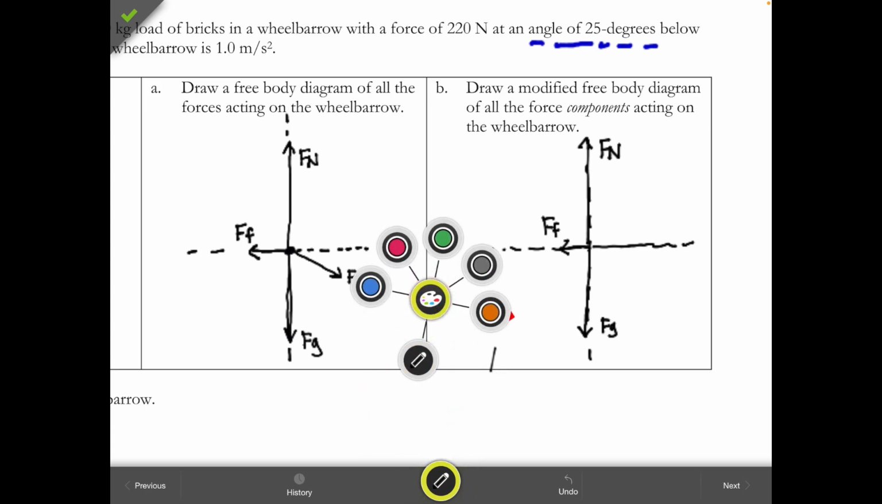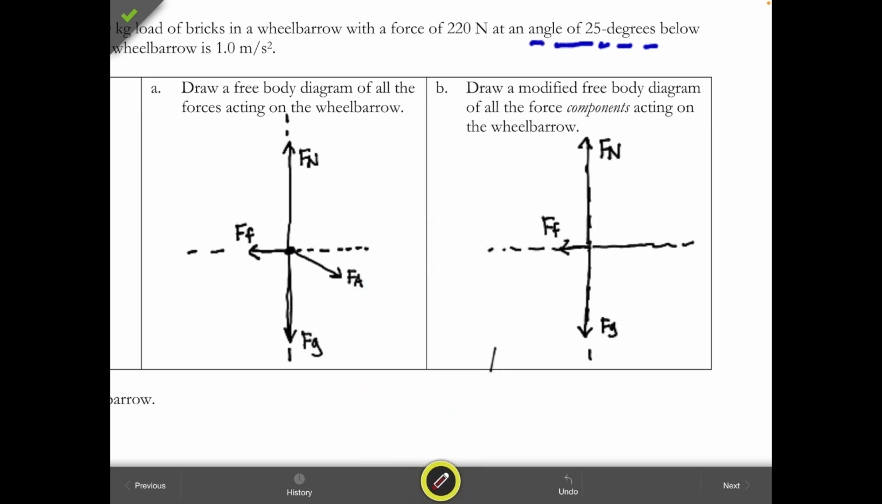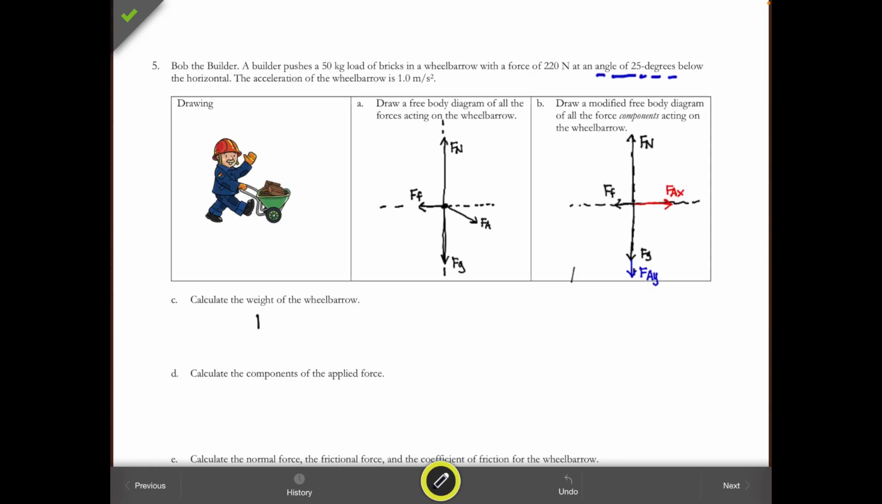But now I'm going to replace Fa with its x component to the right, which I'm going to call Fax, and its y component down. I know it's down because the angle was down and to the right. Calculating the weight is still Fg equals mg. It's 50 kilograms, with kilograms being the base unit for mass. g is 9.8 newtons per kilogram, the gravitational field of the Earth. So the weight of this wheelbarrow is 490 newtons.